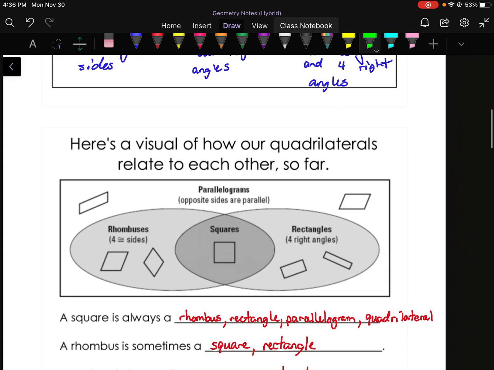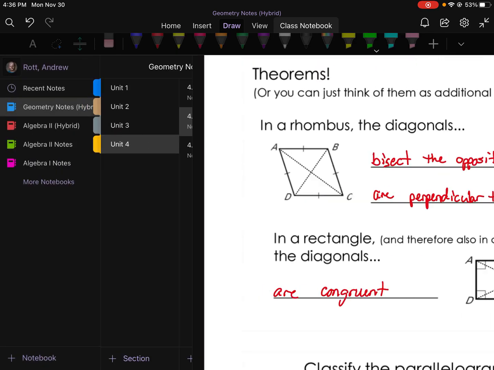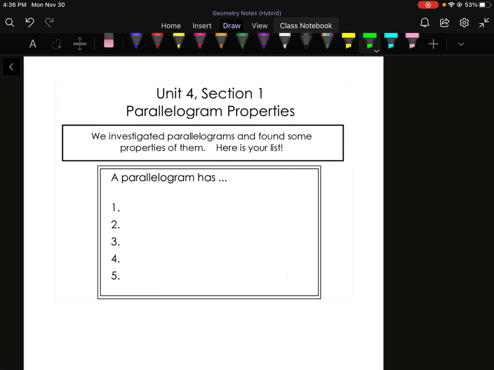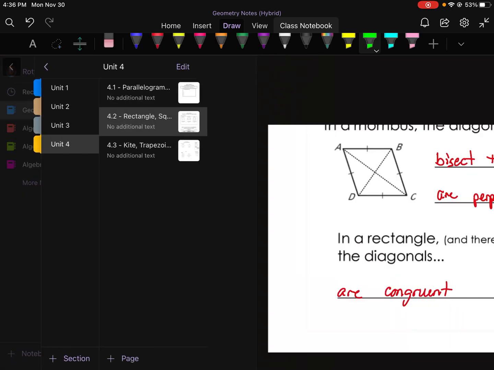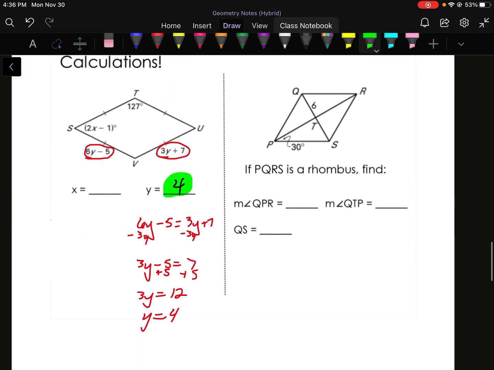Now, I gotta make sure I find it. Oh, last video, 4.1. Oh, I erased it. Parallelogram properties. So the angles that are adjacent to each other in a parallelogram are always supplementary. So therefore, if I take 2x minus 1 and I add 127, if they're supplementary, that means they equal 180. So we'll go ahead and solve quickly here.